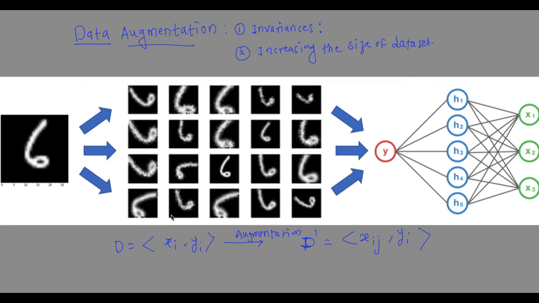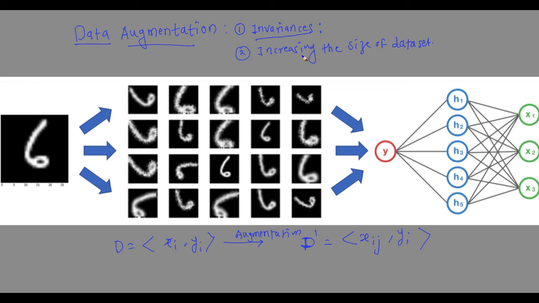So data augmentation is used mainly for two reasons. The first is invariance, and second is increasing the size of the data set. So what is the meaning of invariance? The CNN model is said to be invariant if it robustly classifies the objects irrespective of their orientation, right?